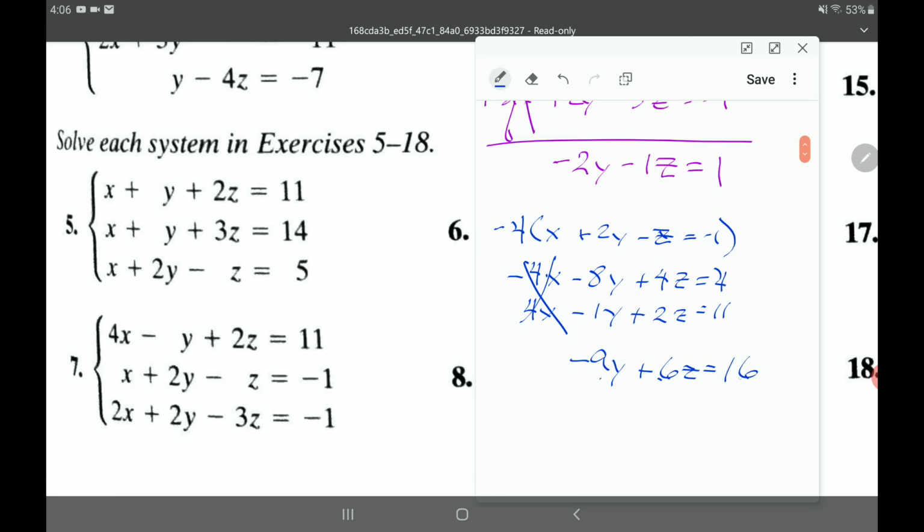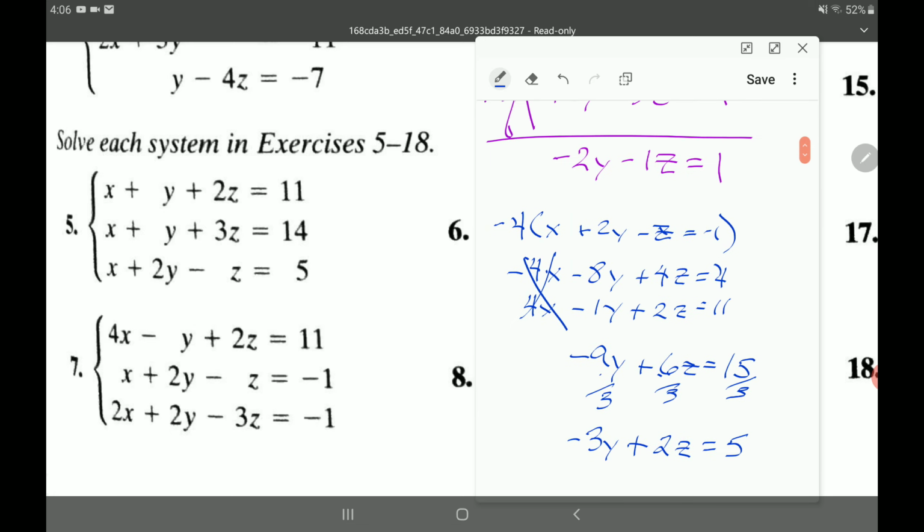Again, notice everything's a multiple of 3. So I can divide everything by 3 again. It just happens to work out. It probably won't happen again on any other question. But just in case, if you ever see they're all multiples, simplify it. So -3y plus 2z equals 5.